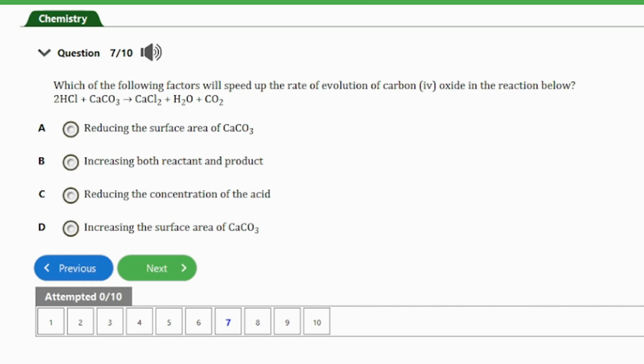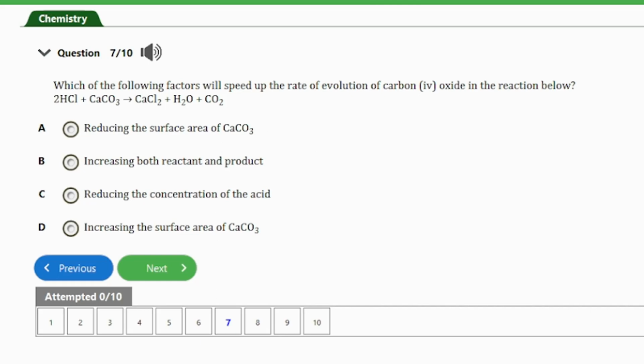Question number 7. It says which of the following factors will speed up the rate of evolution of carbon dioxide in the reaction below? So we've seen the equation of the reaction here. Option A says reducing the surface area of calcium carbonate. B. Increasing both reactant and product. C. Reducing the concentration of the acid. D. Increasing the surface area of calcium carbonate. So guys, the answer to this question will be option D here, and that's increasing the surface area of calcium carbonate. So the chemical reaction can be increased by increasing the surface area of the reactants.